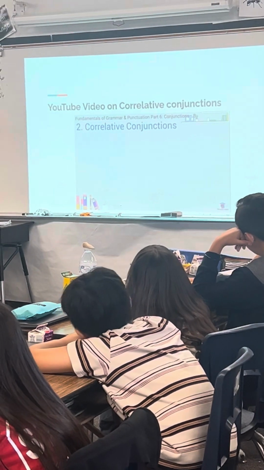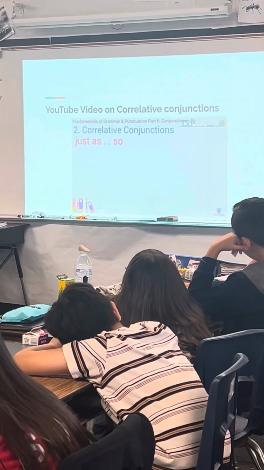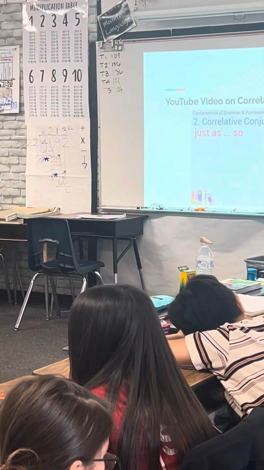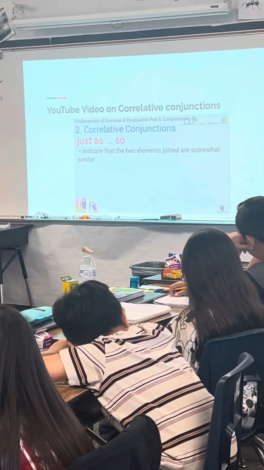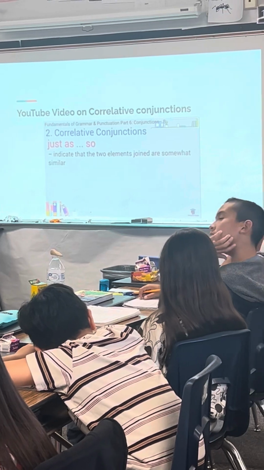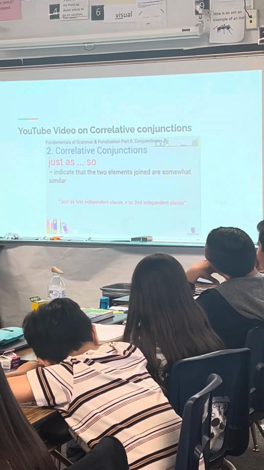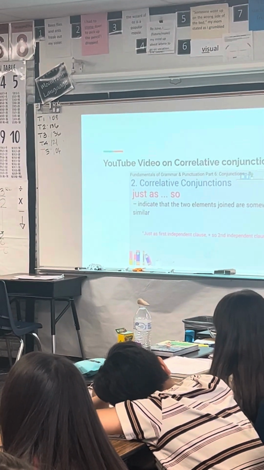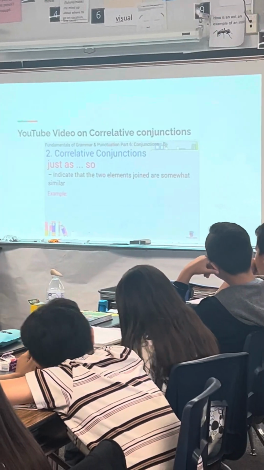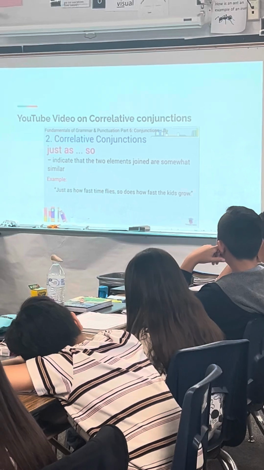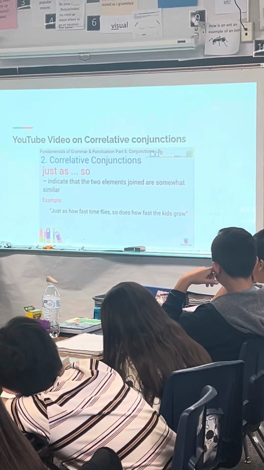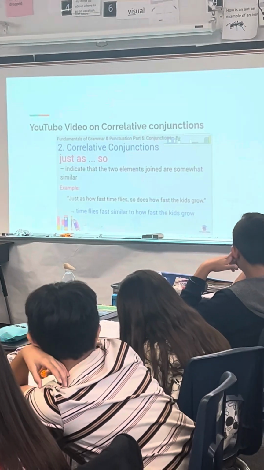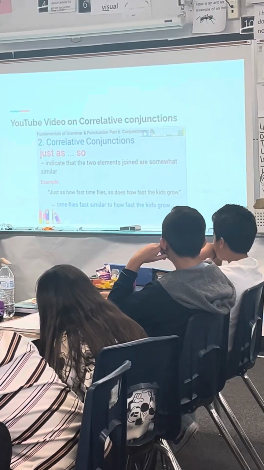And last but not least, just as so. The pair just as so is used to indicate that the two elements being joined are similar. Usually, just as begins an independent clause, and so is followed by a second independent clause. Example, just as how fast time flies, so does how fast the kids grow. Meaning, time flies fast, similar to how fast the kids grow.